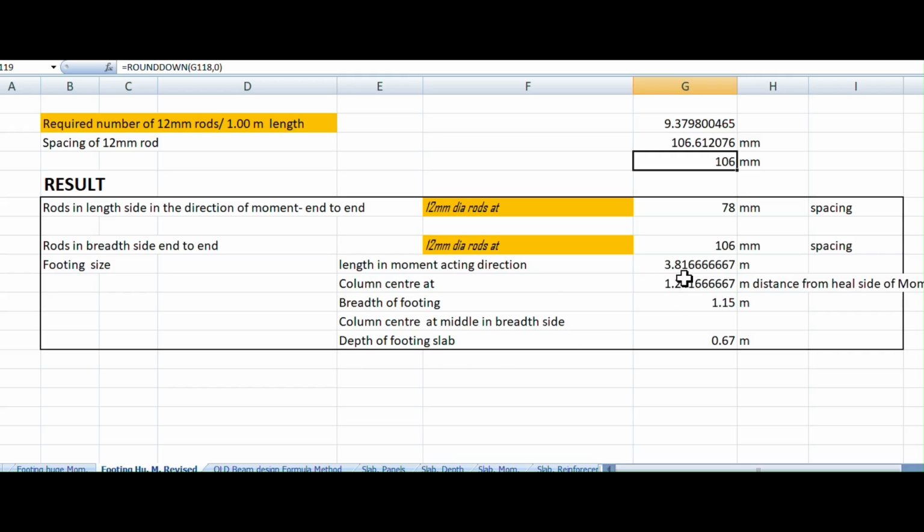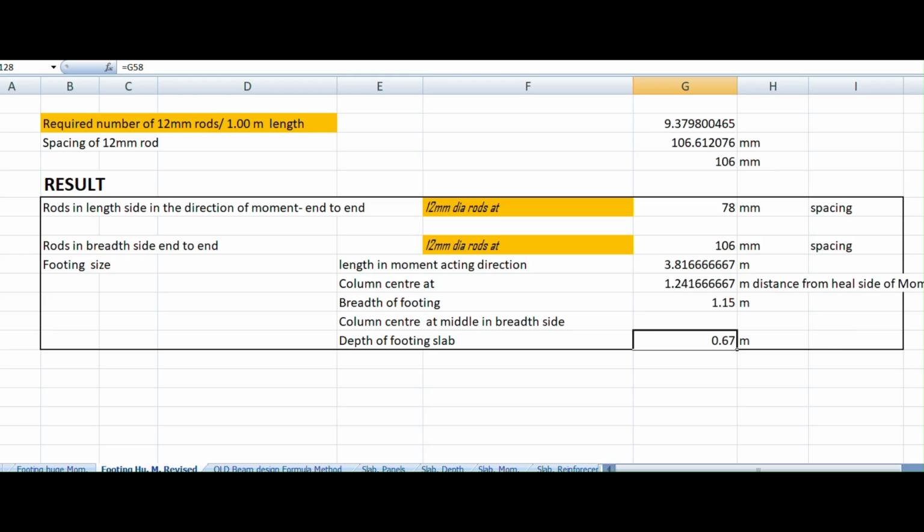Length of the footing is 3.81 meter. Breadth of the footing is 1.15 meter. The column center is to be placed at 1.24 meter distance from the heel side. That I have deducted that eccentricity from the one side length, and the balance is this much. The column center is to be placed at the middle as far as the breadth side is concerned. Depth of the footing is 0.67. This is the result, and this may be recommended to the builder for executing that column with the moment and load which we saw in the beginning.